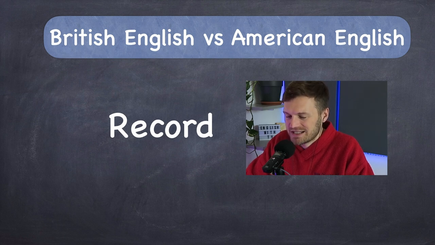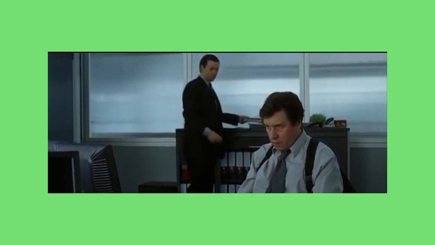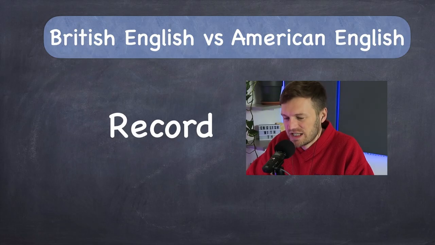Okay, this next word is spelled R-E-C-O-R-D. And in British English, it would be pronounced record. The C in the middle of the word is pronounced like a K. Prothero's military record. In American English, it would be more like record. So the O is pronounced differently than in British English. In British English, it's record. And I don't know if you can see this maybe in the video.